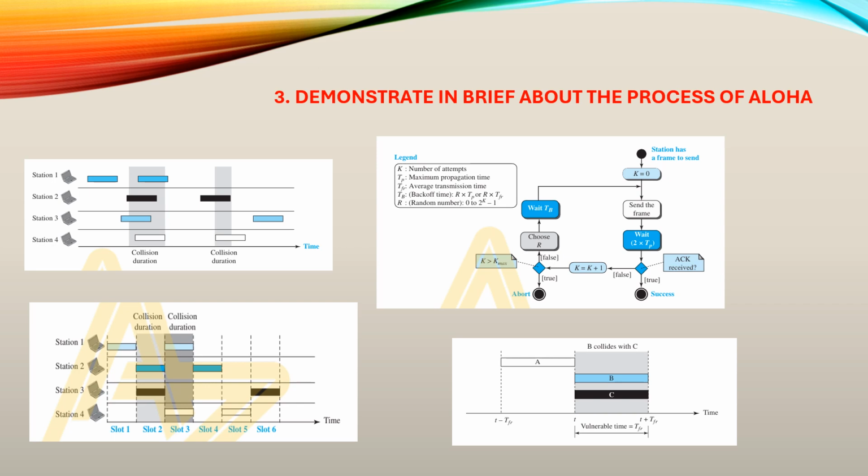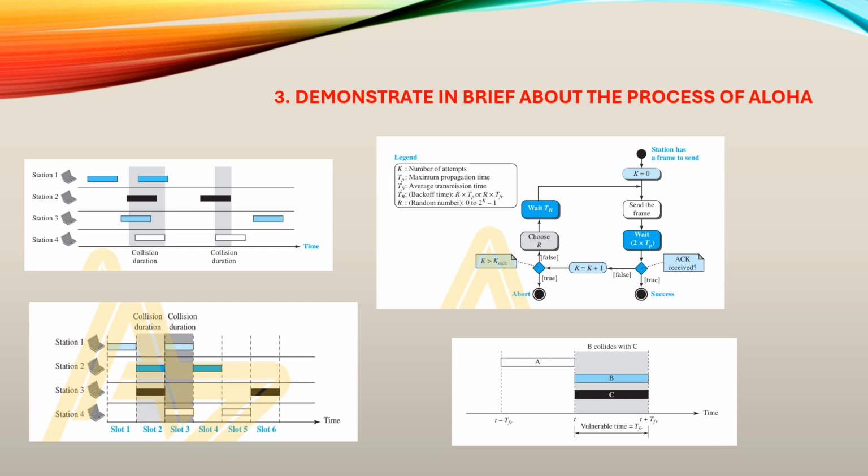Each slot should have only one frame, then only it will be successfully sent to the other end. So the flow of ALOHA is determined by this flow diagram. You have to draw this flow diagram and explain how the data is sent, like what is K, what is TP, what is K greater than K max. All these representations have to be explained, and then vulnerable time must also be explained.